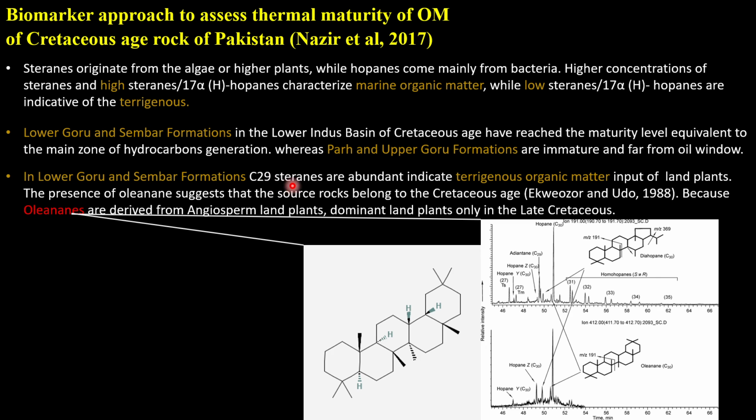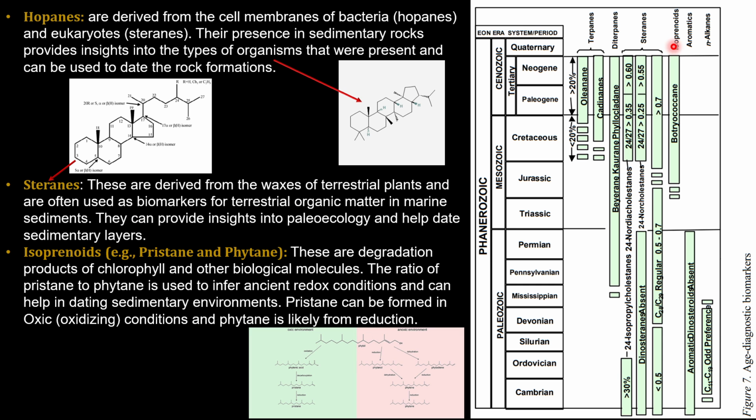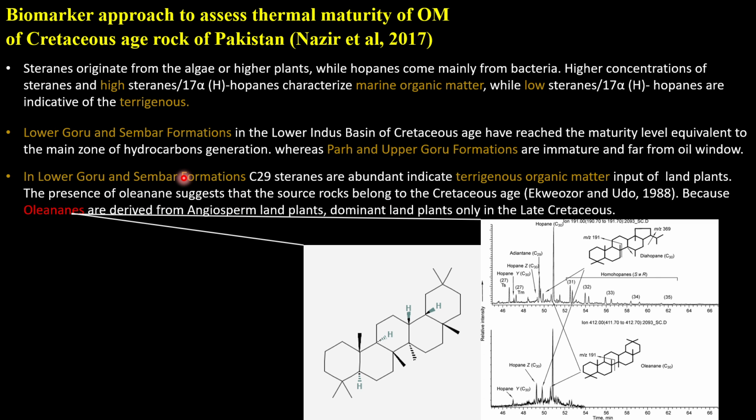Other biomarkers like oleananes are also present, which give a hint of the age. You can see the age diagnostic: oleanane is present in the Cretaceous strata, so it means that the Goru and Sembar formations are of Cretaceous age. This can also be checked by the study of planktonic foraminifera. If you look at the planktonic foraminifera of the Goru and Sembar, they are interpreted as Cretaceous strata.